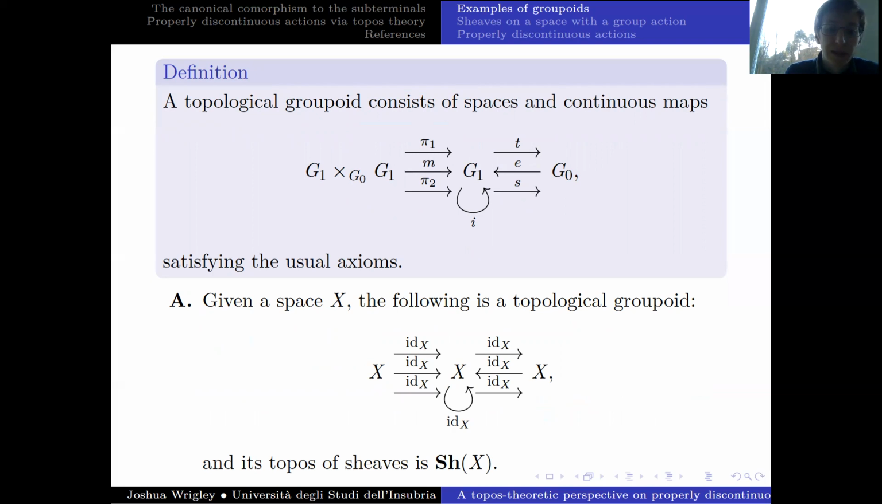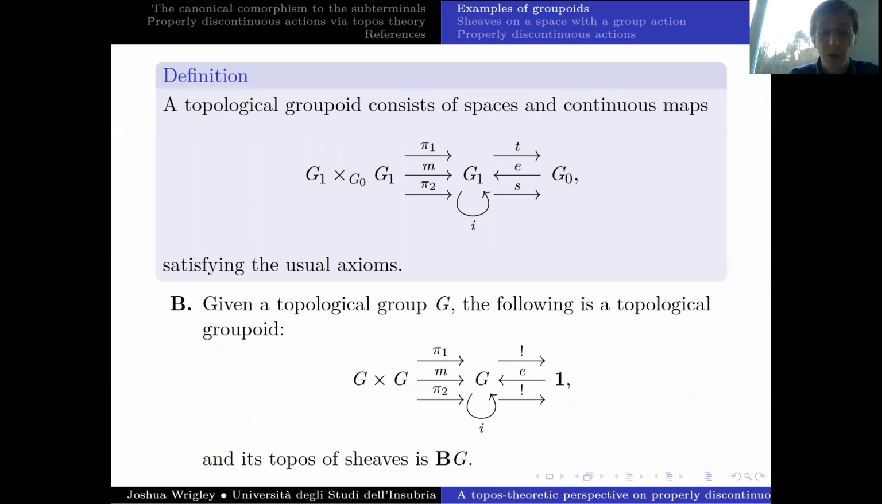Another example would be the data of a topological group. When you have a topological group, that is just a groupoid where the space of objects is just the one-point space. And when we take the topos of sheaves on this particular example of a groupoid, the topos of sheaves is the topos BG. That is the topos of continuous G actions on discrete sets.